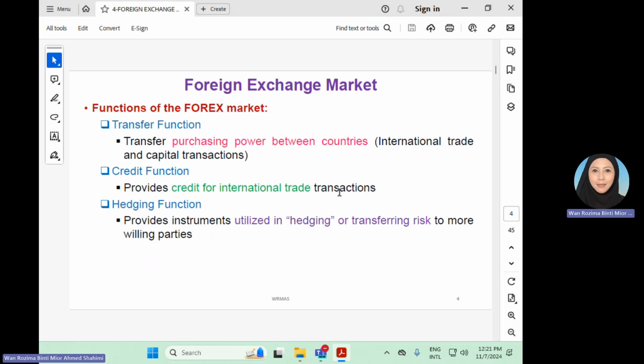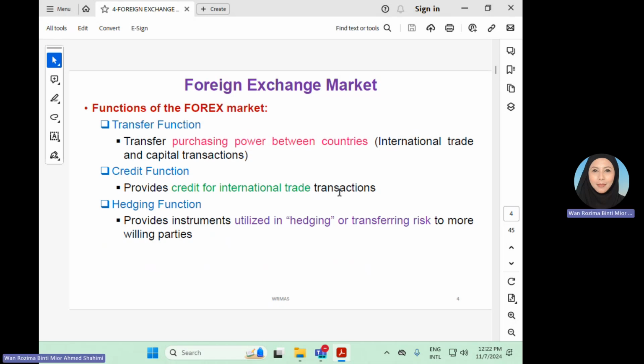So if the currency X is quoted under my currency, you transfer the exchange to another party. That's the transfer function of purchasing power between countries. Second, the credit function provides credits for international trade transactions. It's related to your last chapter on international trade, where it involves bankers' acceptance and also LOC, letter of credit, and so on. It also facilitates the credit function.